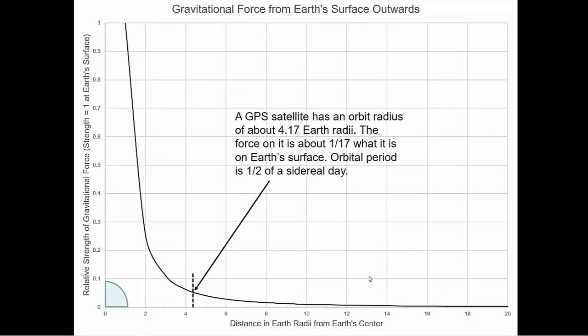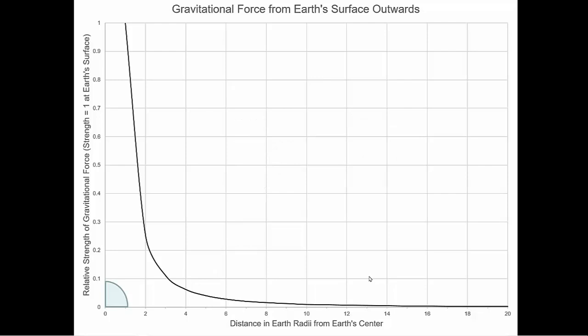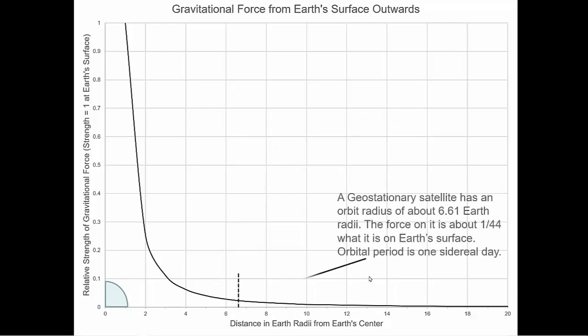The GPS satellite has an orbit radius that's about 4.17 Earth radii, and the force on it is going to be only about 1/17 of what it would be if it was sitting on the Earth's surface. And with that orbital radius, the orbital period is 1/2 of a sidereal day. Go out a little bit farther.